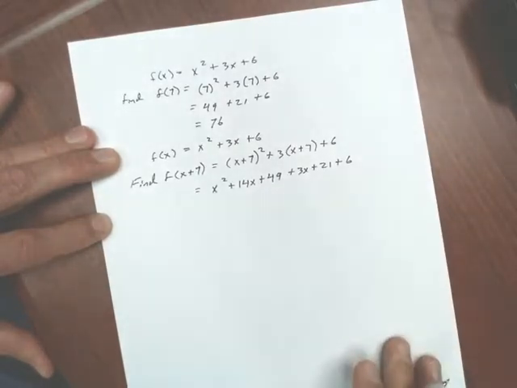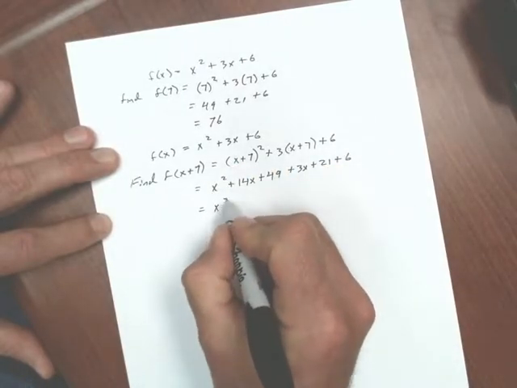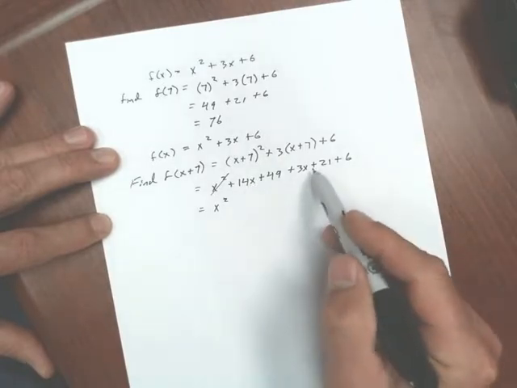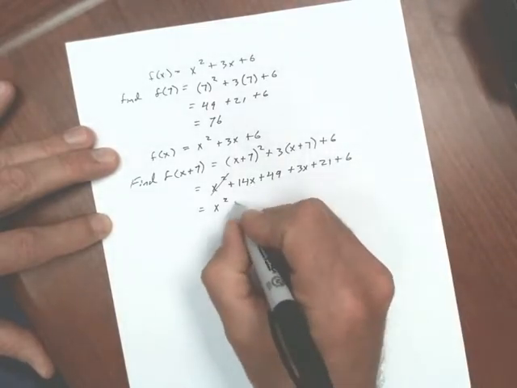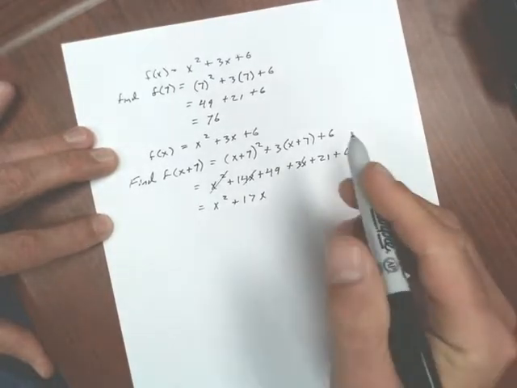Okay, now we're going to combine like terms. That gives us x squared. 14x plus 3x is 17x. And then this is 76.